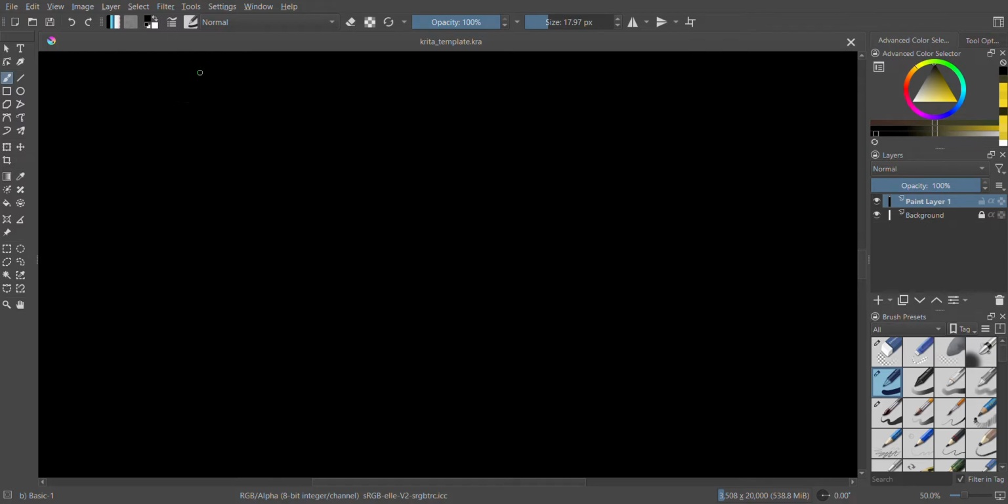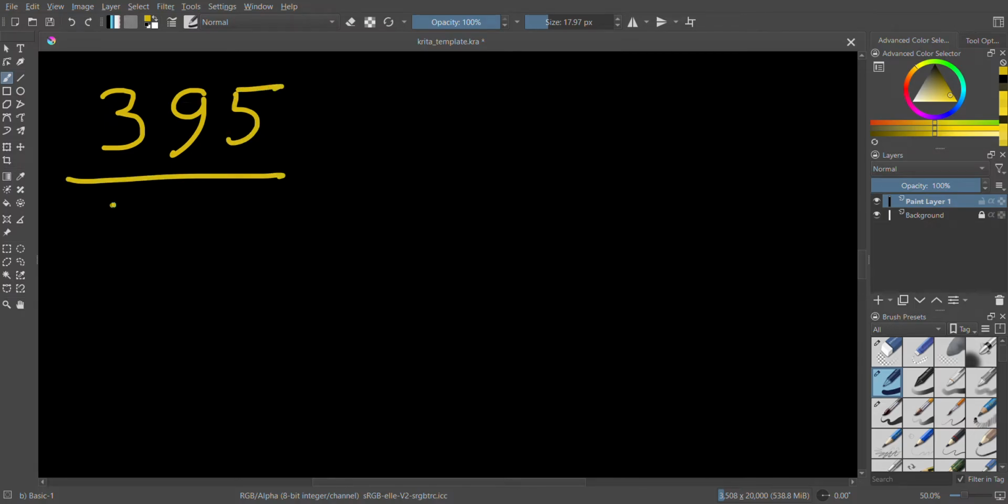I'm going to do a continued fraction, the continued fraction of, let's see if this thing can write for me. There we go. 395 over 459.